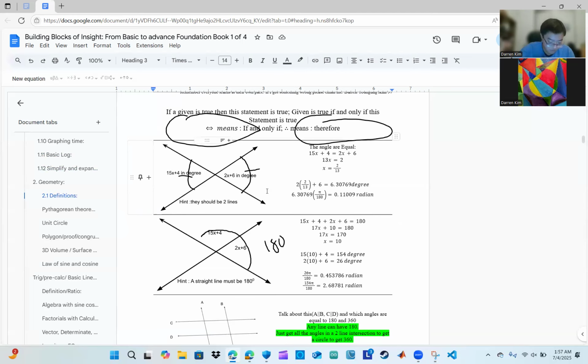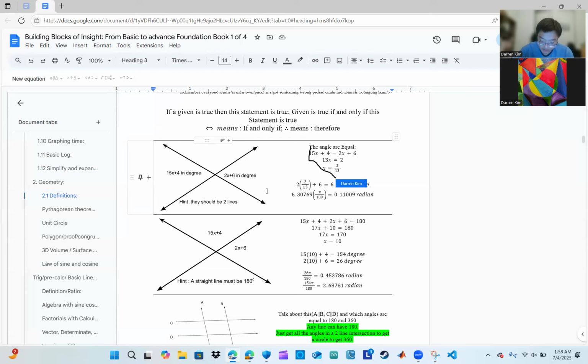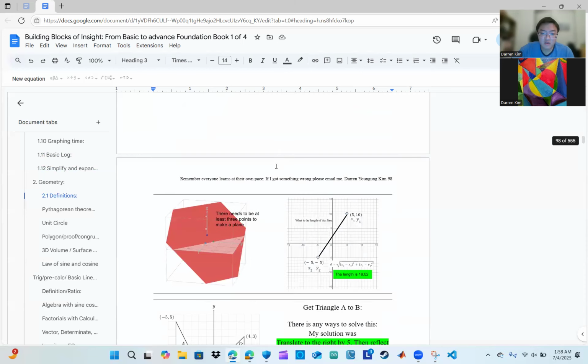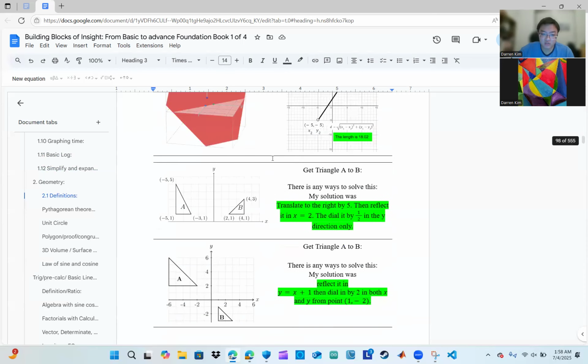And then that's just algebra to get the right answer. Radians is very less intuitive. That's why we use degrees, but there's some value to radians.